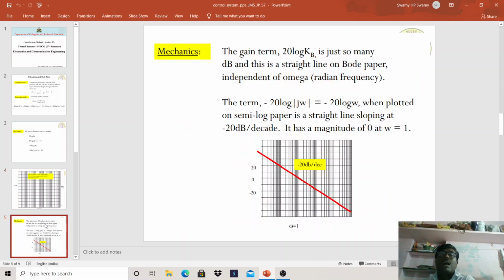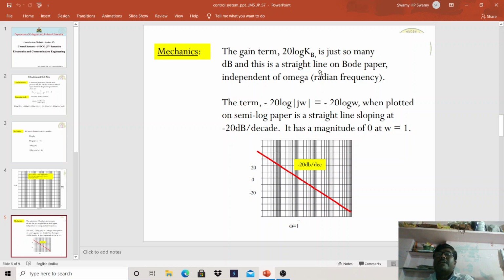Now I will go for the term 20 log Kb, which is just so many dB, and this is a straight line on Bode paper independent of omega, or independent of radian frequency. So always to draw the Bode plot, if you have the magnitude of a constant like 20 log Kb, it will be represented in the Bode plot as a straight line.